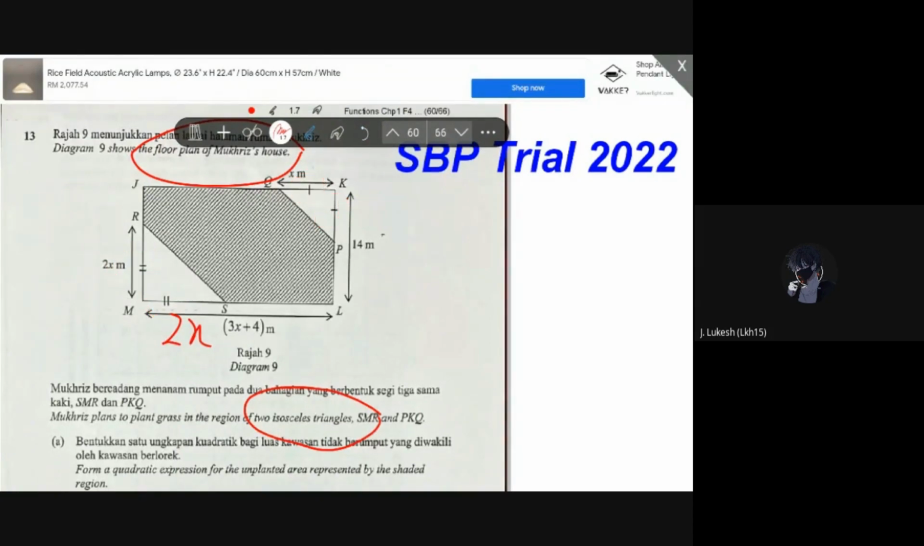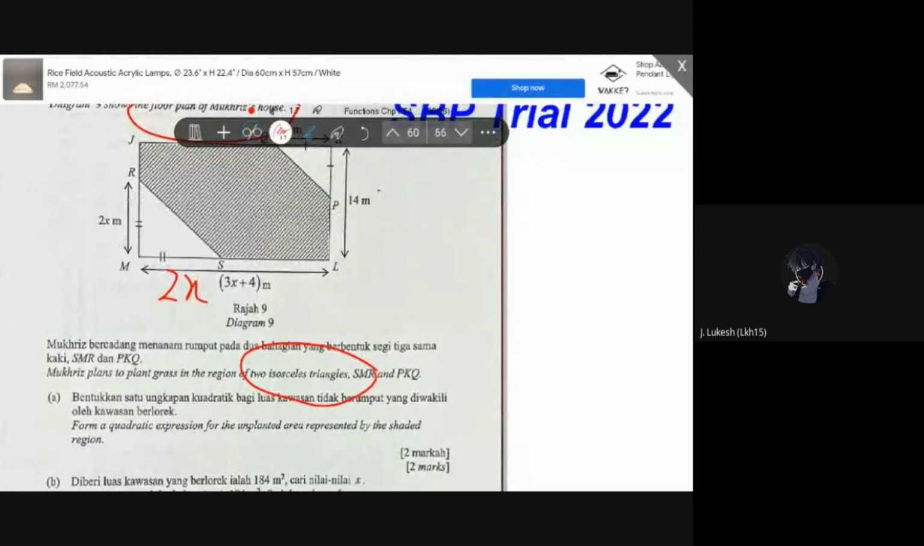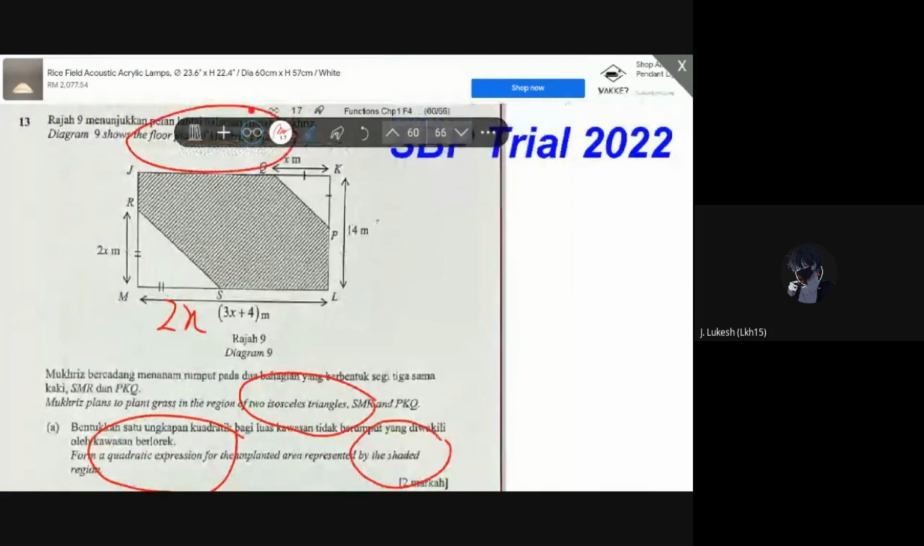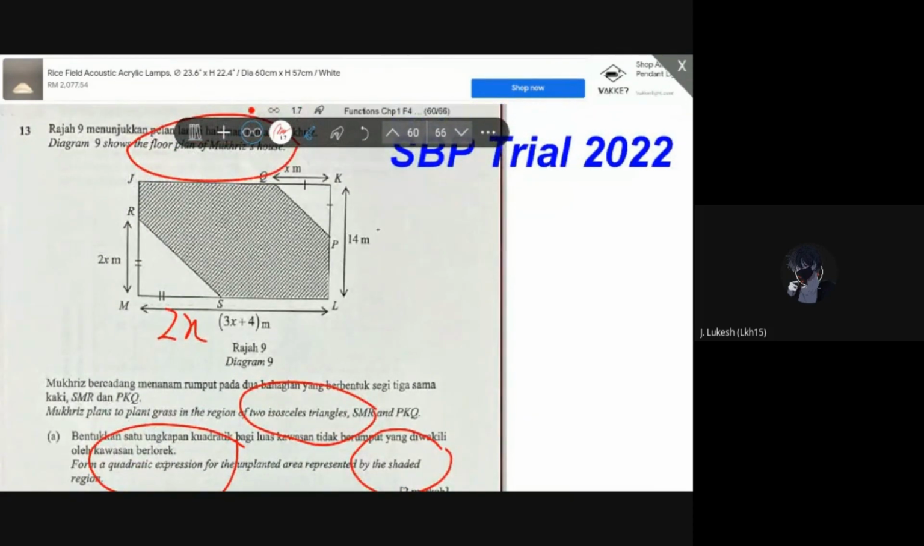So, now, let's read the question. Sekarang soalan lebih susah. Now soalan tanya, form a quadratic expression. Biasanya soalan senang, they will give you the quadratic expression. But now, it's your job to form. Kamu kena bentuk sekarang, represented by shaded region. Okay? Siapa boleh bagi tahu idea? Macam mana nak cari shaded region? What is the formula? What is the expression you will use? Apa ungkapan kamu akan guna?